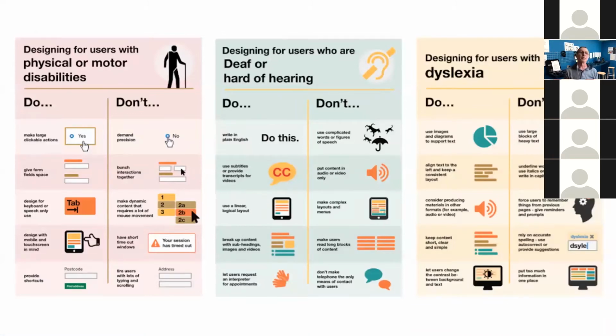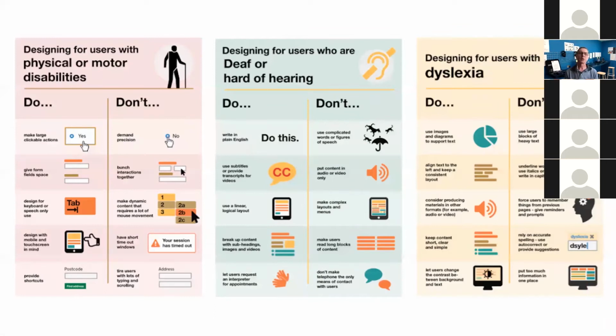We often promote these posters from Home Office, which are the do's and don'ts of accessible design. There are actually 6 posters. I've just shown a picture of 3 of these here: physical and motor disabilities, deaf or hard of hearing, and designing for users with dyslexia.